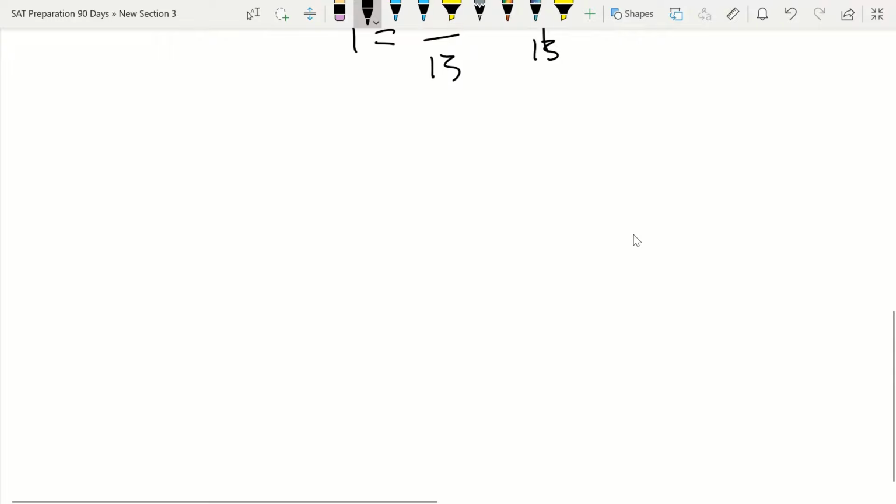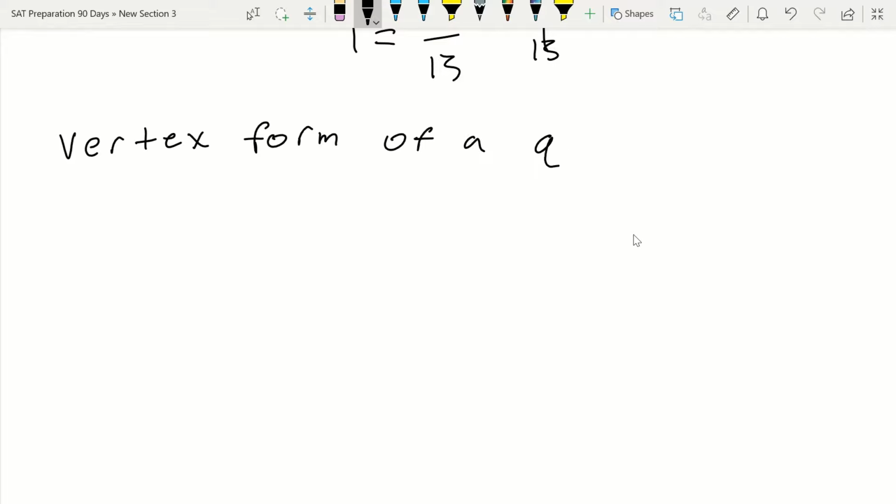All right, the next equation that you're going to need to know is your vertex form of a quadratic. So we've got now vertex form of a quadratic.